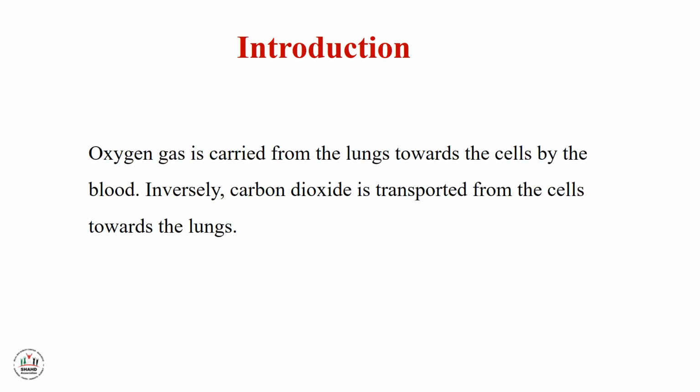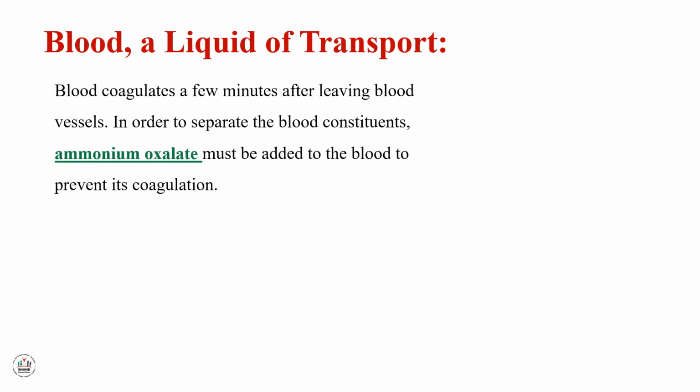Introduction: oxygen gas is carried from the lungs toward the cells by the blood. Inversely, carbon dioxide is transported from the cells towards the lungs. Blood, liquid of transport. Blood coagulates a few minutes after leaving blood vessels. In order to separate the blood constituents, ammonium oxalate must be added to the blood to prevent its coagulation.